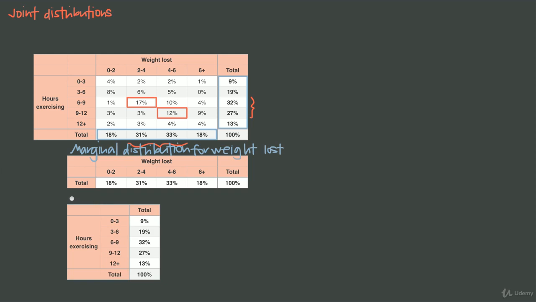This table was the marginal distribution for hours spent exercising. And notice that it doesn't give us any information about the amount of weight lost by the participants. So those are our marginal distributions. The other thing that we can get from our table is what's called a conditional distribution. And in the same way that the marginal distributions were these total row and column, the conditional distributions are going to come from the data in the interior or in the body of the table.